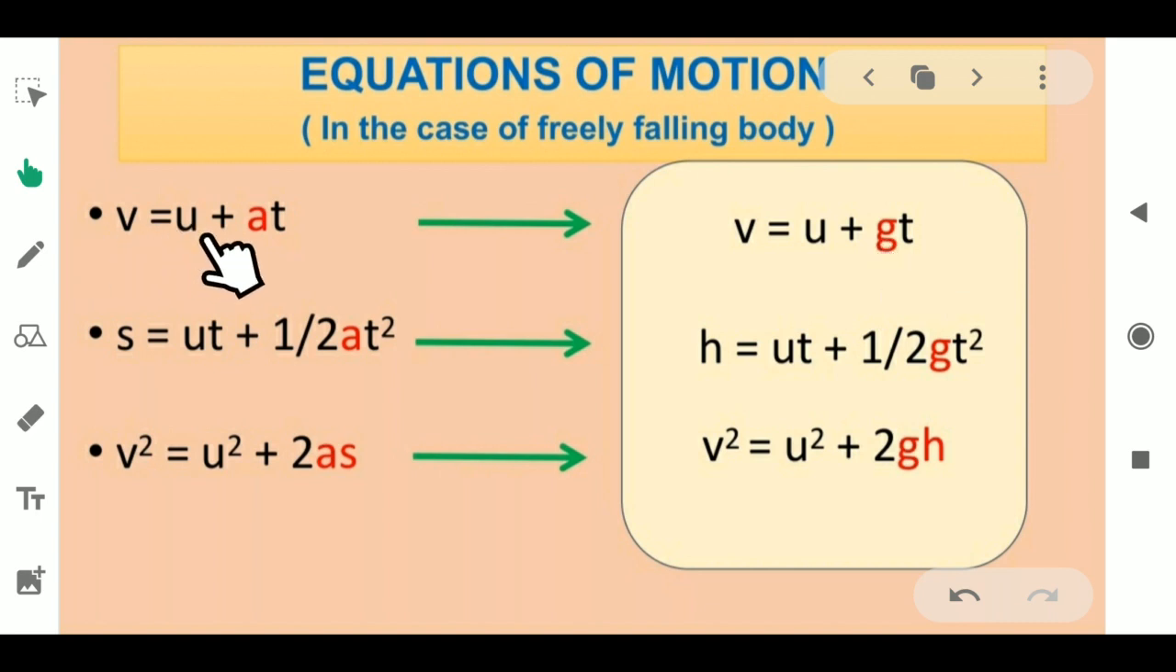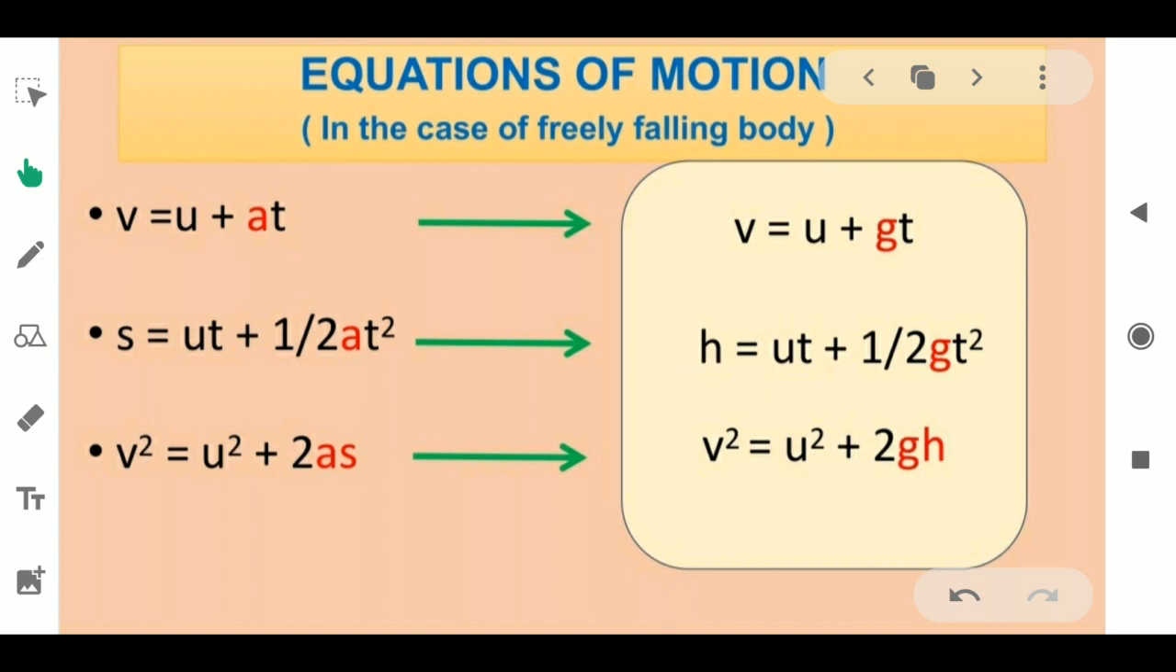So v = u + at is the first equation of motion. It can be written as v = u + gt in the case of a freely falling body. And the second equation, s = ut + half at squared, changes to h = ut + half gt squared. Why is it h here? Because we are releasing a body from a particular height, meaning it's a vertical distance, that is called height, right? That is why we take it as h.